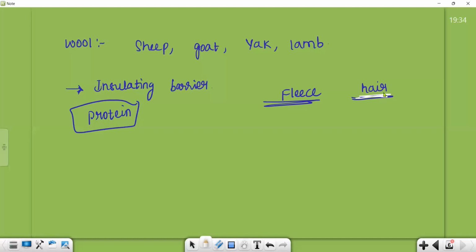So we won't prepare wool from the hair. We will prepare wool from the fleece of animals. Fleece is the thick covering of wool on sheep. So these help to make clothing, whereas hair is nothing but thread-like structures which come out of the skin. Yes, ma'am.